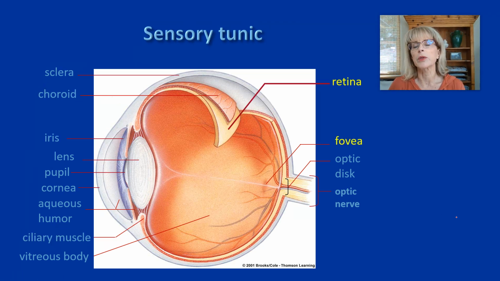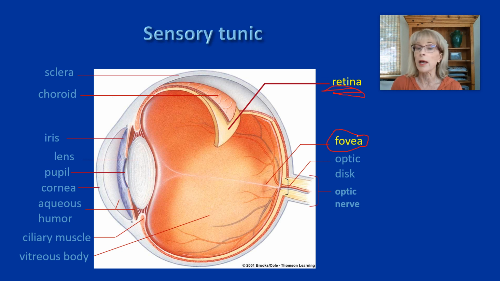And then we've got the sensory tunic. The sensory tunic is going to be all of the parts of the eye that have got nerve cells, not just regular nerve cells, but also the highly modified photoreceptor cells called rods and cones. If I ask you, where will I find rods and cones? I find them in the retina. And what is the fovea? The fovea is one part of the retina, the part of the retina where humans do most of our seeing.